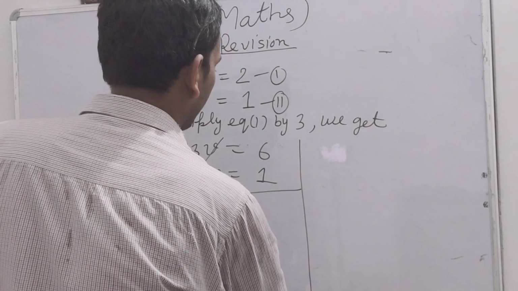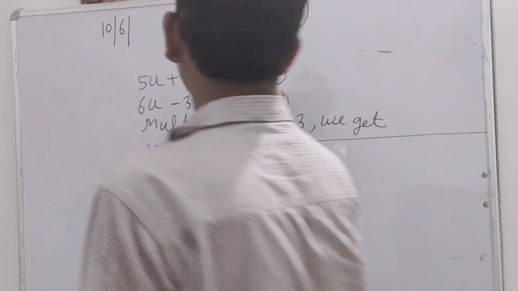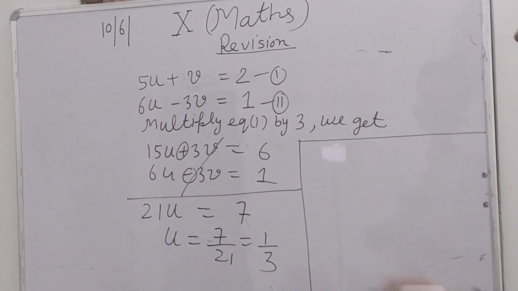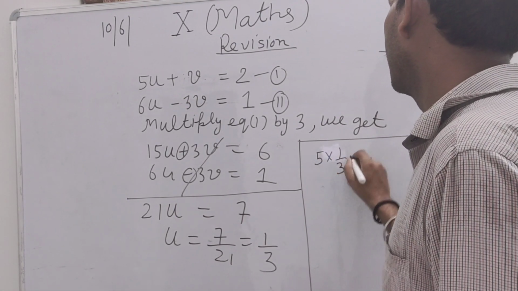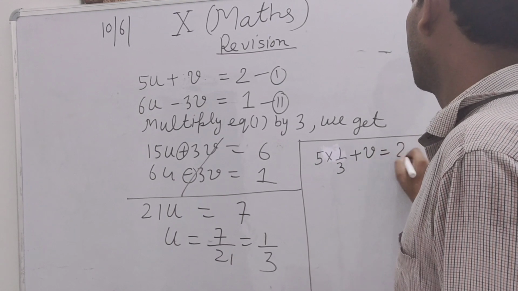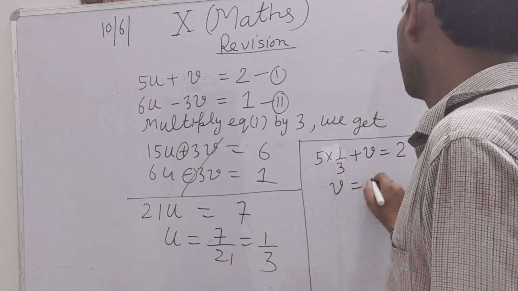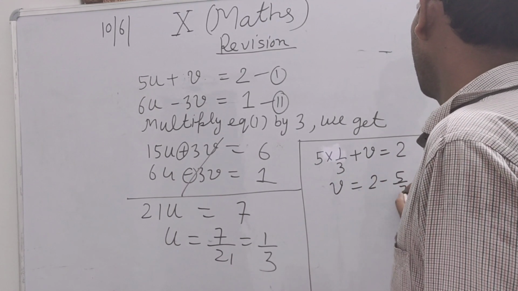So putting the value of u in any of these equations, we put u is equal to 1 by 3, we will get 5 into 1 upon 3 plus v is equal to 2. So v is equal to 2 minus 5 by 3.